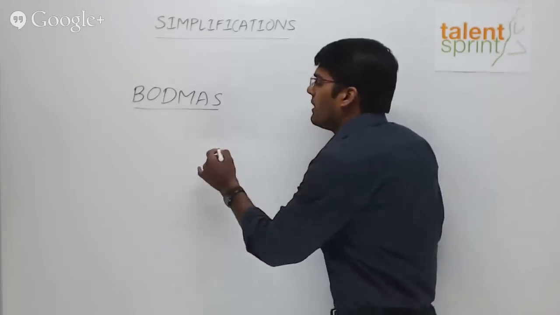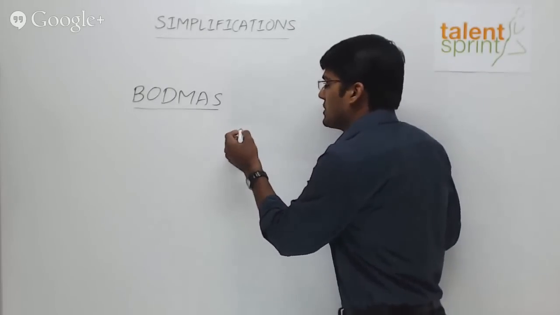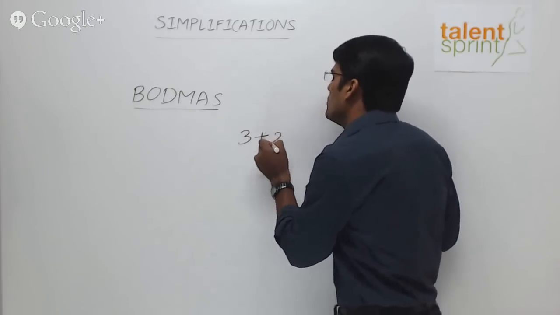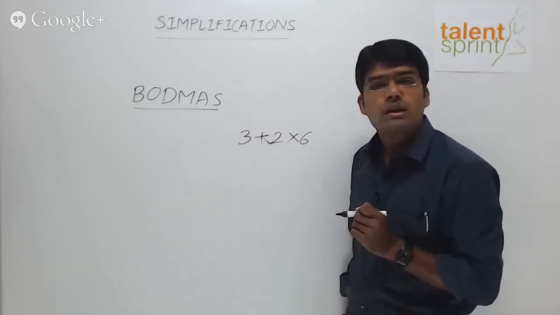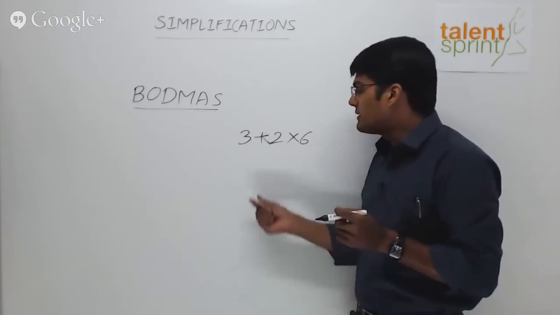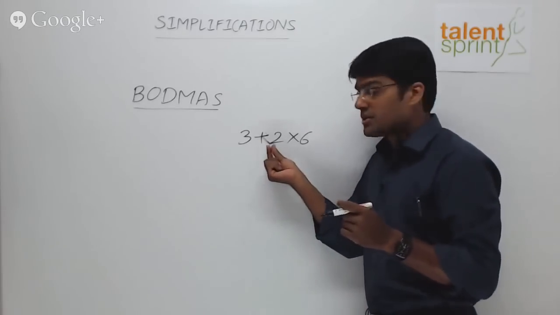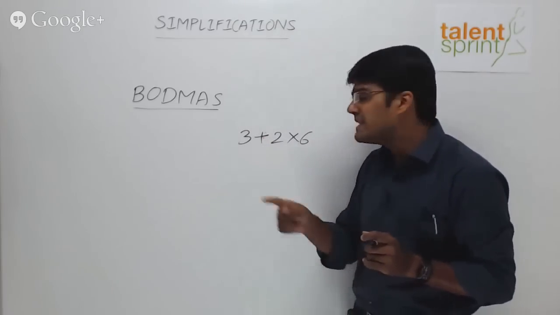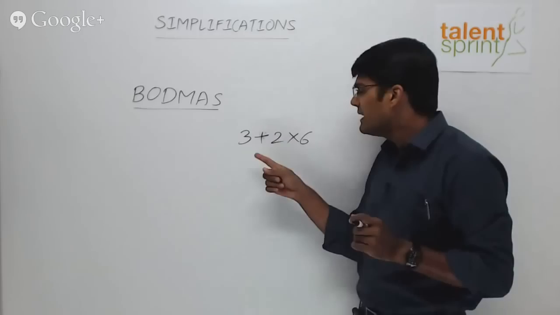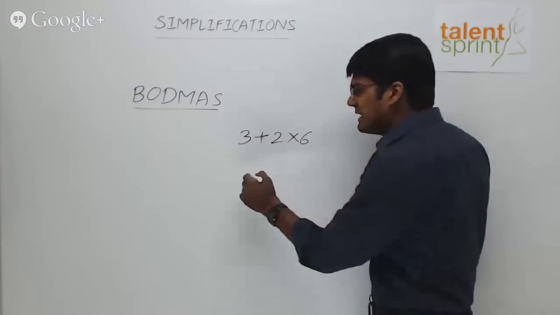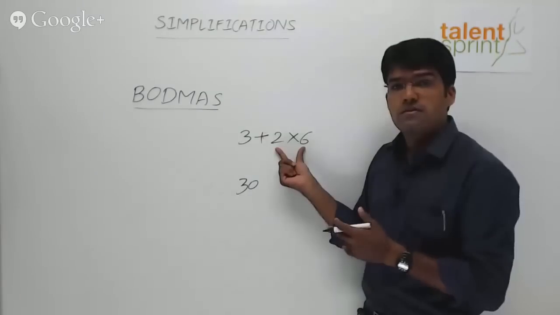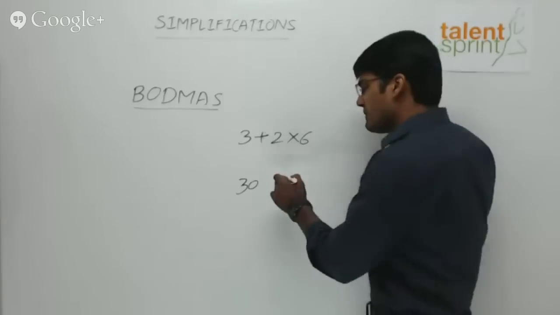What I'm trying to explain is something like this. For example, let's say we have a simple equation, 3 plus 2 into 6. Now what do you do here? There is one addition, that is one operation. The second operation is multiplication. Now how do you simplify this? What is the correct answer? Can you say 3 plus 2, 5, 5 into 6, 30? Okay, that may be one answer. And if you do multiplication first, 2 into 6, 12. 12 plus 3, 15.